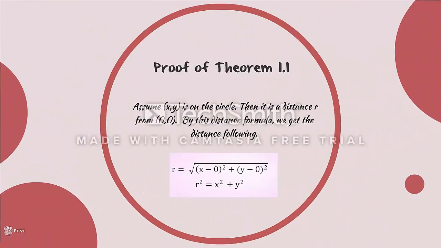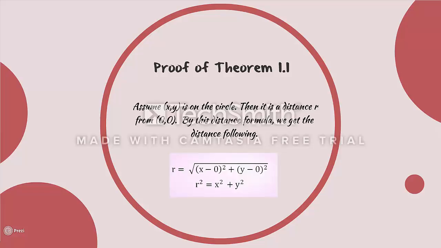Assume that point (x, y) is on the circle. Then it is a distance r from point (0, 0). By the distance formula, which is d equals the square root of quantity x sub 2 minus x sub 1 squared plus the quantity y sub 2 minus y sub 1 squared, we get the distance. So substituting, we have r equals the square root of quantity x minus 0 squared plus quantity y minus 0 squared. And simplifying, we have r squared equals x squared plus y squared.